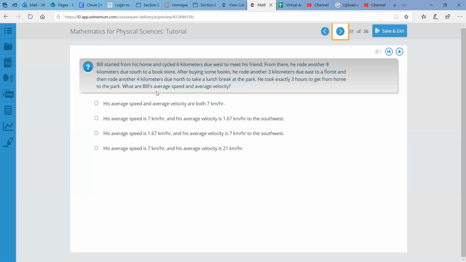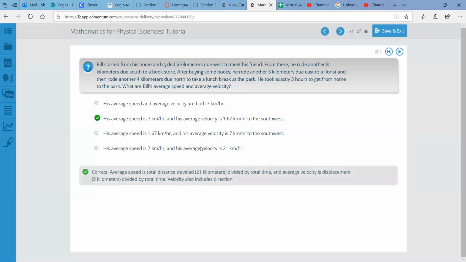5 kilometers divided by the total time, displacement of 5 kilometers divided by 3 hours, he is 1.67 kilometers per hour southwest, west, because the direction is included.